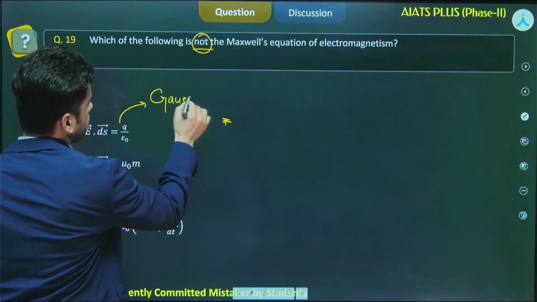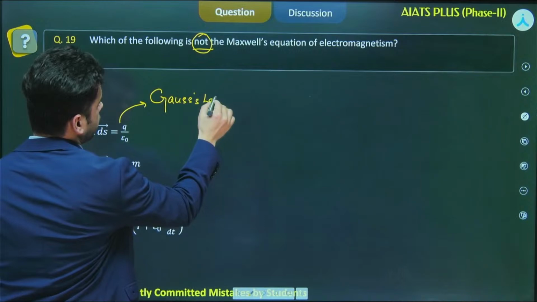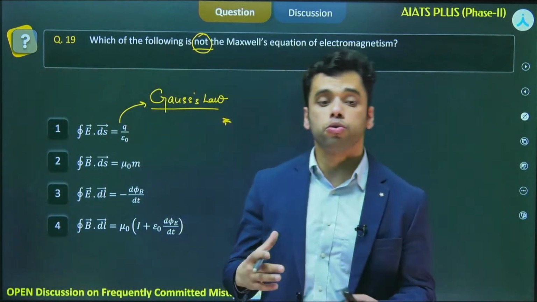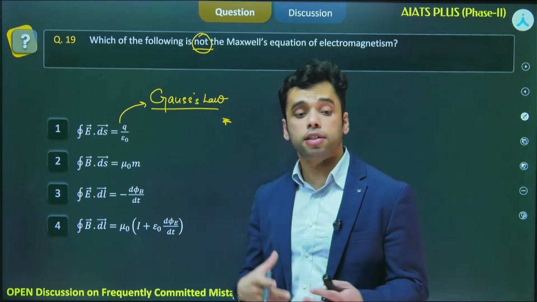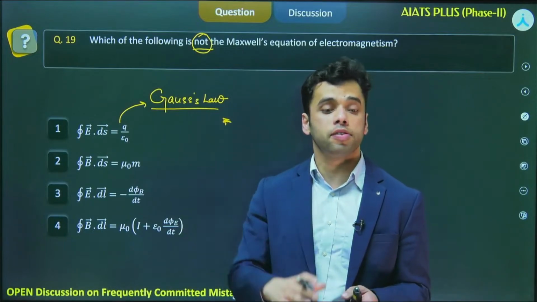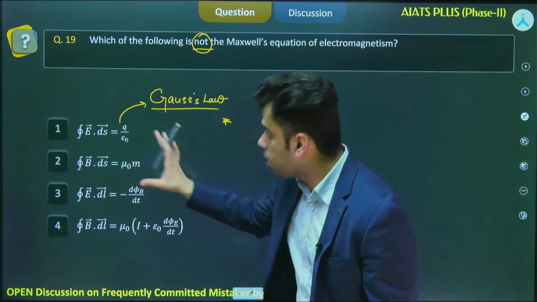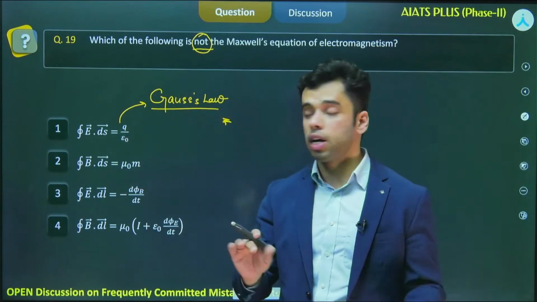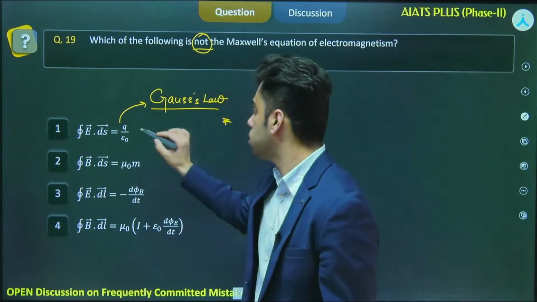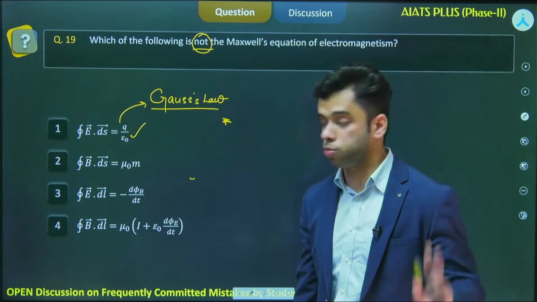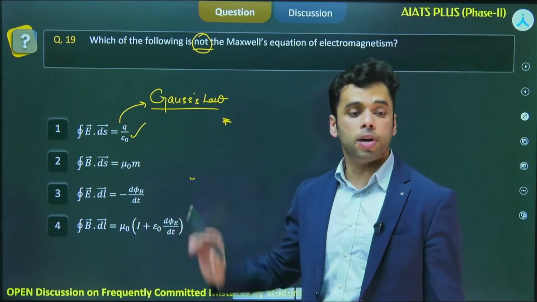Gauss's law. I hope you know E dot ds equal to q by epsilon naught. You have done a lot of problems on this, that net electric flux is equal to net charge enclosed by the surface divided by epsilon naught. So Gauss's law for electrostatics, E dot ds equal to q by epsilon naught. This is a perfectly correct equation according to the Maxwell's equations of electromagnetism. So this one is perfectly correct. It cannot be our answer.